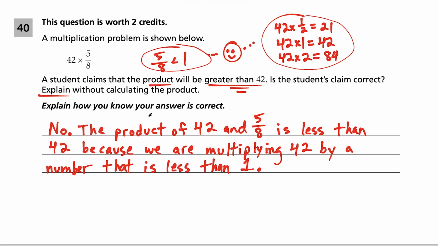Now, one thing to mention here is in this explanation, we are mentioning that we are multiplying 42 by a number that is less than 1, okay? So that is the reasoning we are using to say that this product is going to be less than 42.